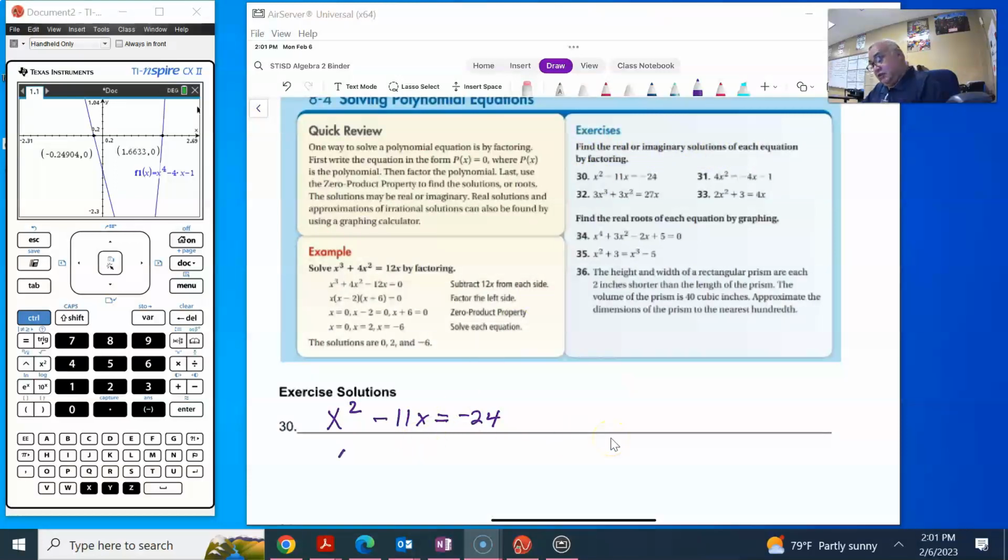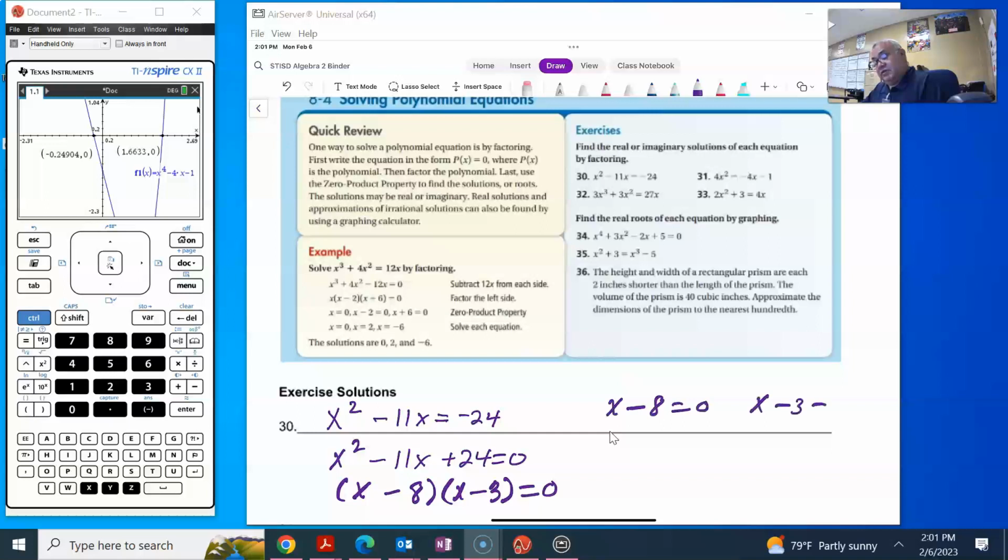I'm going to find the real or imaginary solution of each equation by factoring. So I have x squared minus 11x plus 24 equals 0. So what do I have? I have x minus 8, x minus 3, and negative 8 and negative 3 gives you 24. So you have x minus 8 equals 0, x minus 3 equals 0. So x equals 8 and x equals 3. So that's our first zero, second zero, and you see this power is 2. So that shows us that we have two reals.